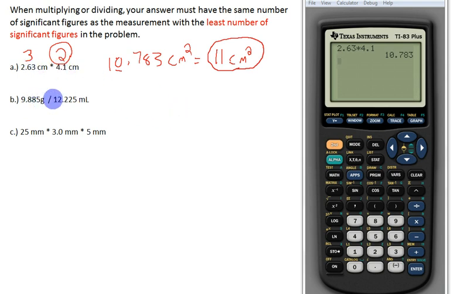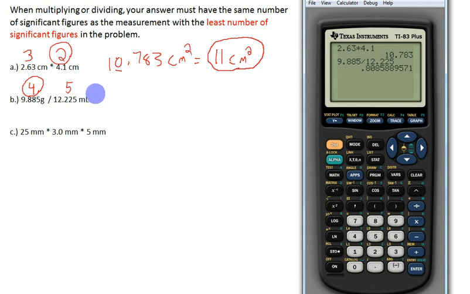Taking a look at B, this time we have a division problem. We can see that 9.885 has 1, 2, 3, 4 significant figures, and 12.225 has 5 significant figures. So we're looking for the number that has the least amount of significant figures. So we are going to round to 4 significant figures this time. So typing this into our calculator, 9.885 divide by 12.225.